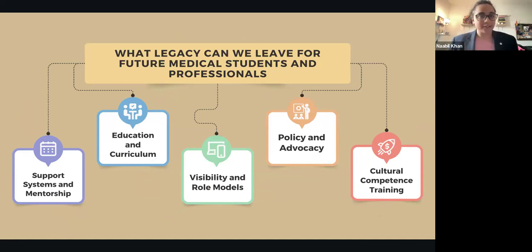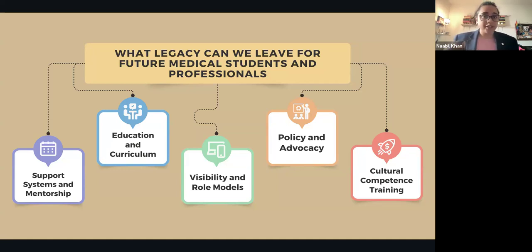Having those normalized mentorship schemes and support systems in place within higher education means that you can continue the conversation around student well-being and safety, especially when it comes to ethnic minority representation. Education and curriculum: if we make that systemic change within the curriculum and education, like including recommended reading, like including conversations for cultural competency within clinical skills, I think it will have a huge long-term impact.